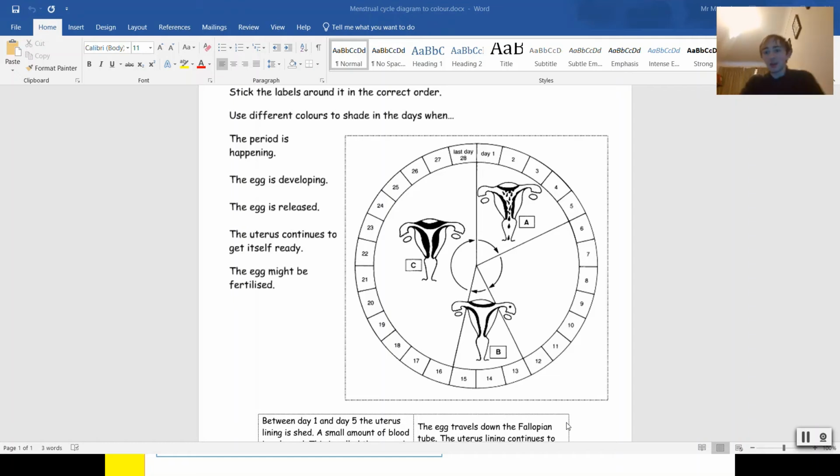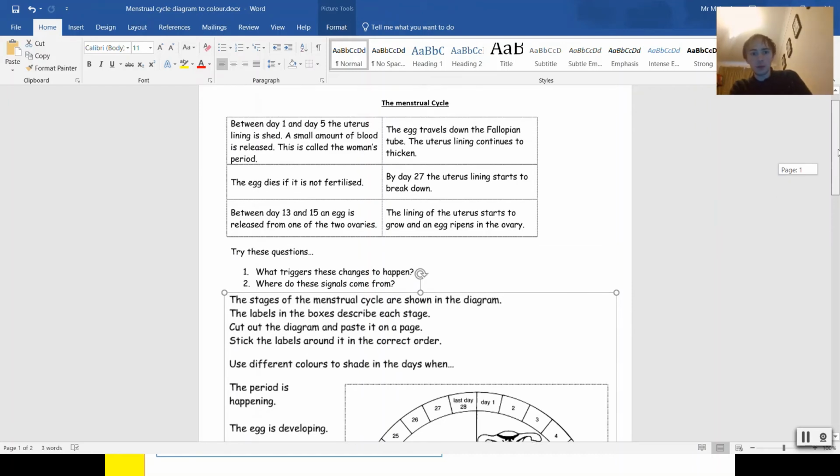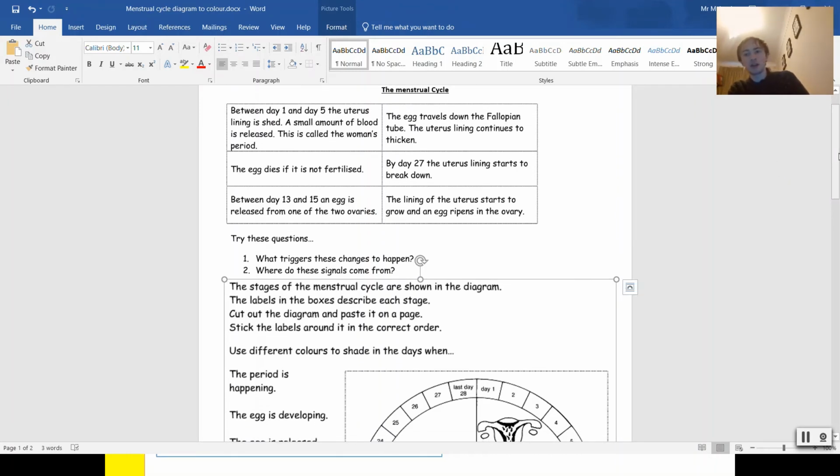Fine. In terms of sticking the information in the right places, you should have put between day 1 and 5 the uterus lining is shed. Well, that obviously goes between day 1 and 5. The egg dies if it is not fertilized. That'll be around day 16. Between day 13 and 15, an egg is released from one of the 2 ovaries. That's obviously between day 13 and 15. The egg travels down the fallopian tube. That will be anywhere between whatever day you picked for ovulation, between day 16 and 28, really.